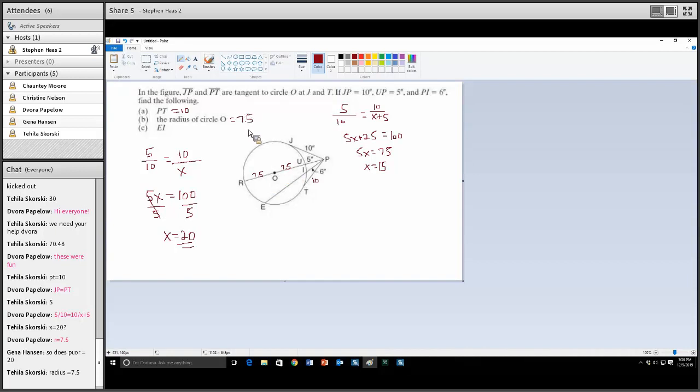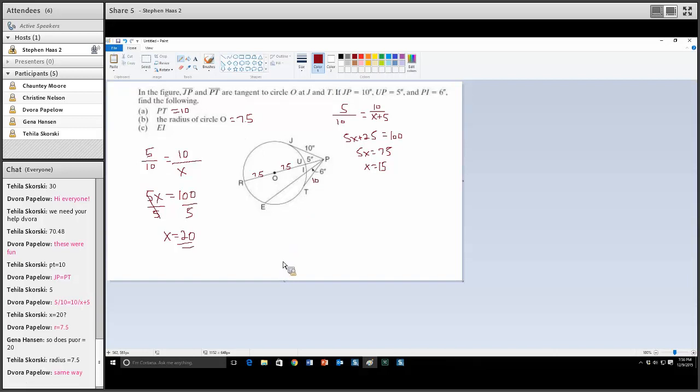And finally, we've got EI. Where's EI? Okay. Well, how do we figure out EI? There are two ways we could do it. We can do it using the double secant rule, or we can do it using the secant tangent rule. Let's do both just to make sure they come up with the same thing.